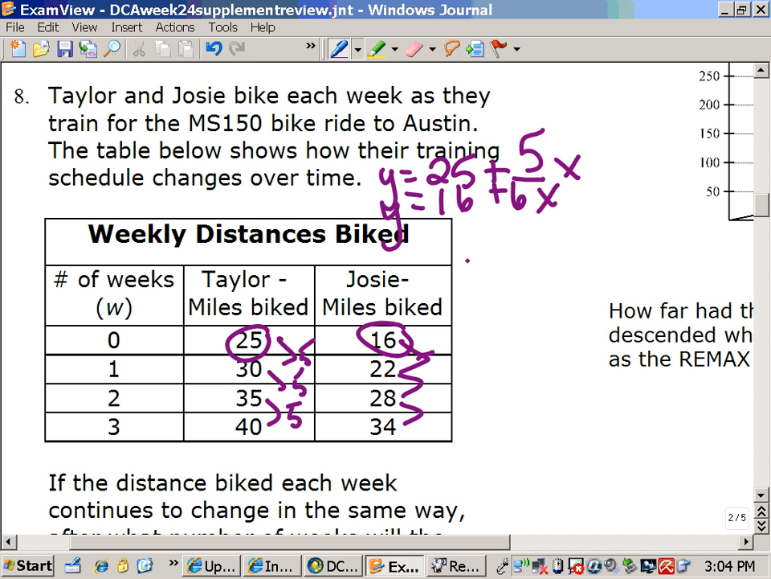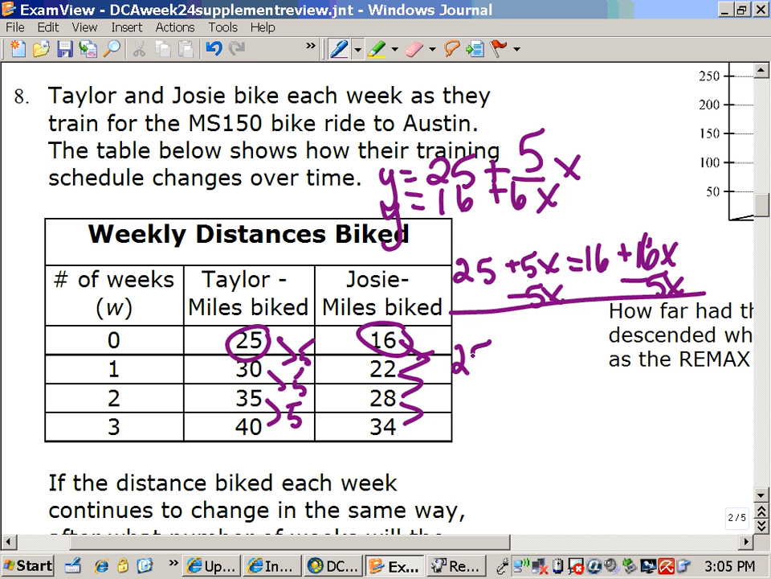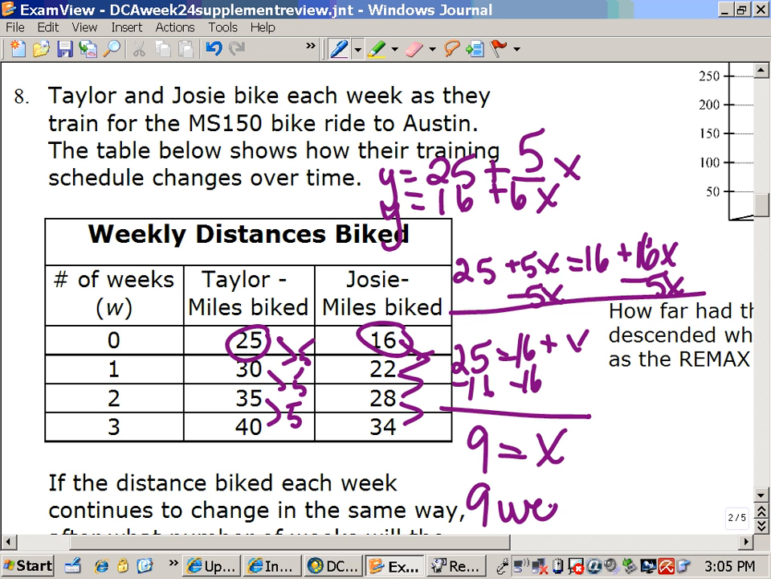Now I have two equations, and I need to solve to find out when the two equations are the same. So I have 25 plus 5x equals 16 plus 6x. I'm going to move the 5x over to the 6x. So that gives me 25 equals 16 plus x. Now move the 16 over. 25 minus 16 is 9, and that is equal to x. So the length of time that it will take is 9 weeks.